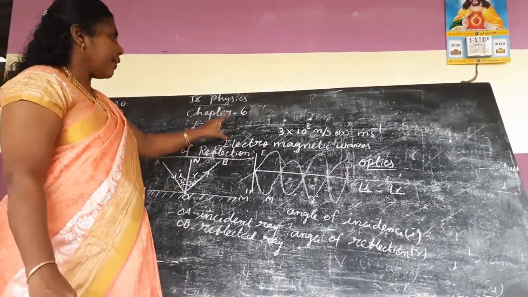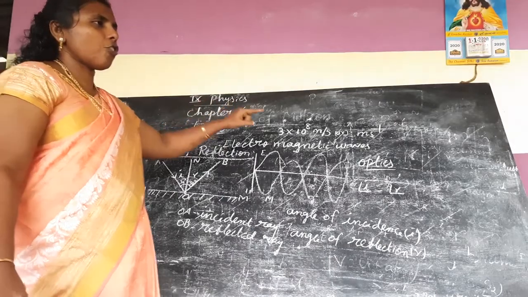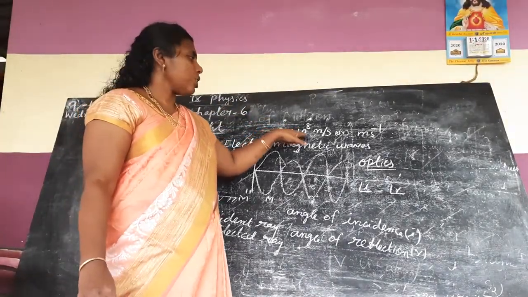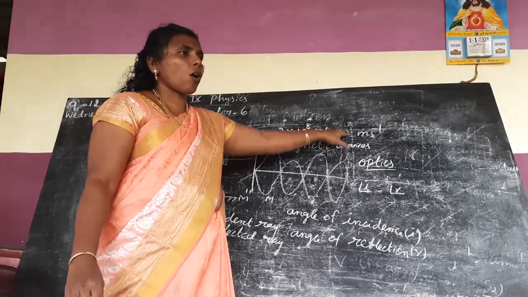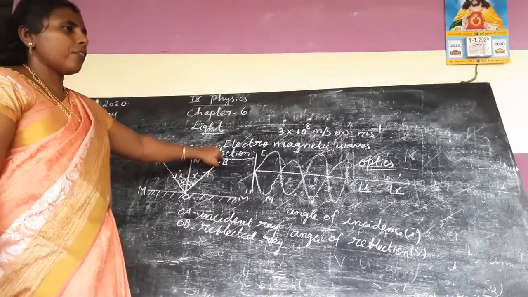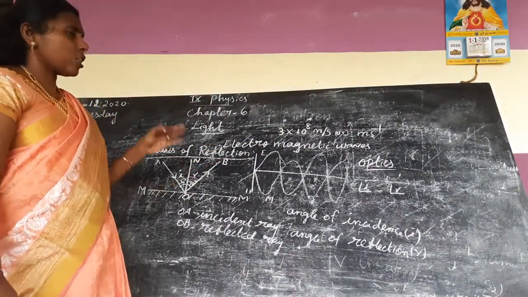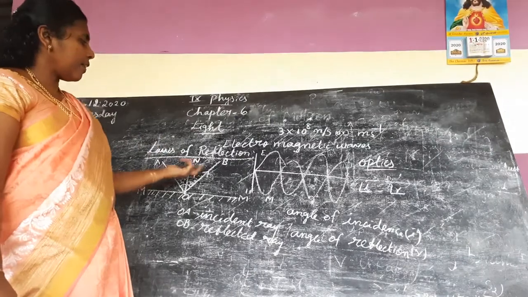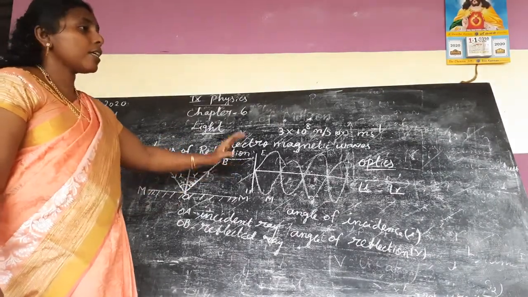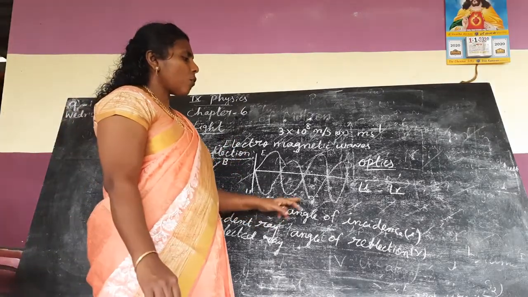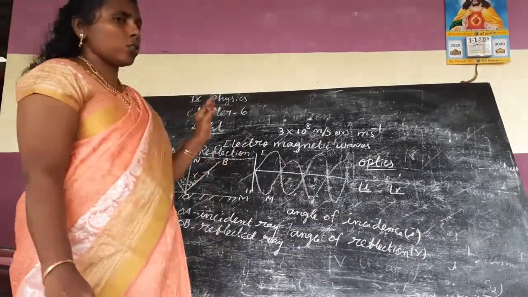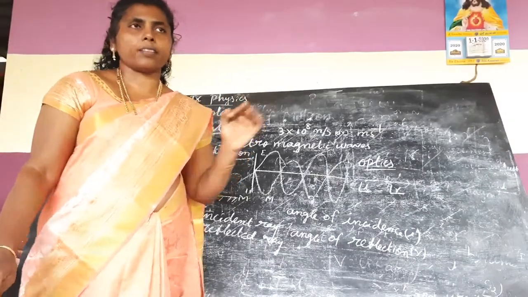Now you know the introduction about light. What is the velocity of light in air or vacuum? 3 into 10 power 8 meter per second, or meter second power -1. And the laws of reflection we have learned. So what are the laws of reflection? First law, the incident ray, the reflected ray, and the normal at the point of incidence lie in the same plane. Second, the angle of incidence is equal to the angle of reflection. Can you understand, students? Yes, very good.